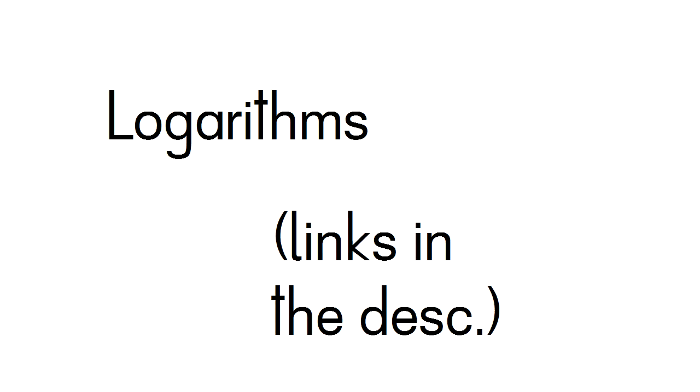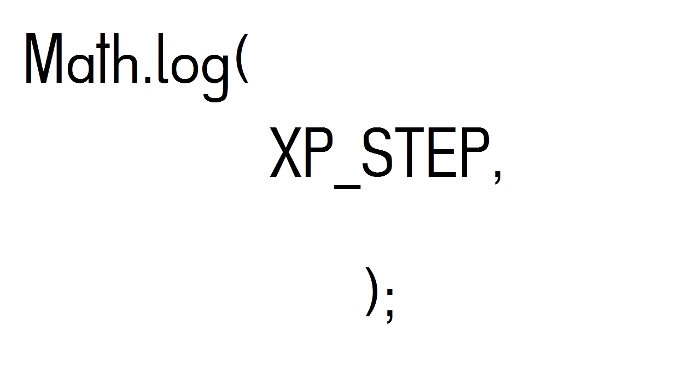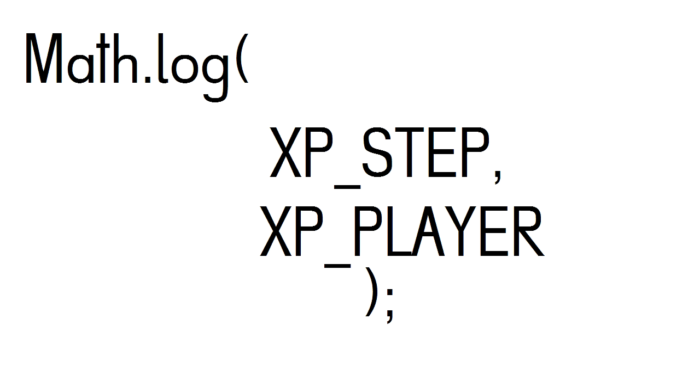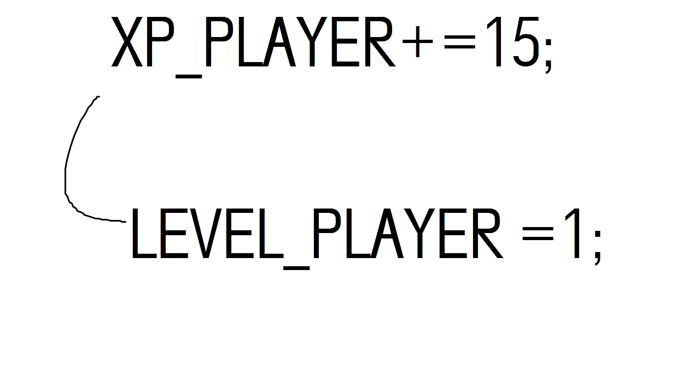I won't go into detail about logarithms, but I will leave a link in the description if you wish to learn more. To get the player's level, all you need to do is use the log function between the XP step variable and the player's XP. With this system, we can add XP to the player whenever we want to. If the player hit an enemy or collected a coin, we would increase the player's XP variable and the level would get calculated for us.